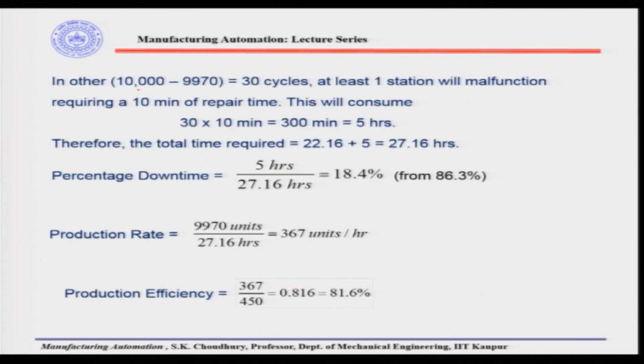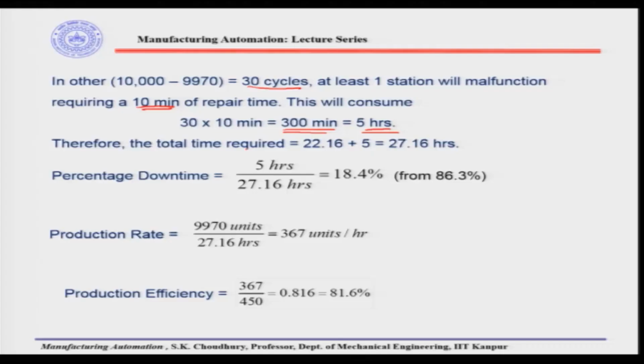In other words, 10,000 minus 9970, this is 30 cycles. At least one station will malfunction, and that will require 10 minutes of repair time. This will consume 30 into 10, which is 300 minutes, that is 5 hours. 5 hours will be the downtime, that means it will take 5 hours to take care of the downtime, to rerun the machine, to diagnose the problem and so on.